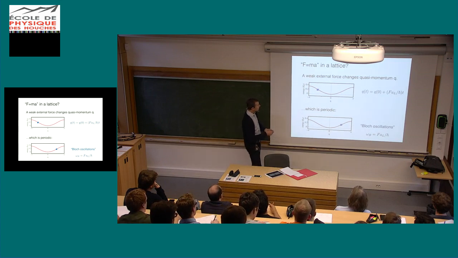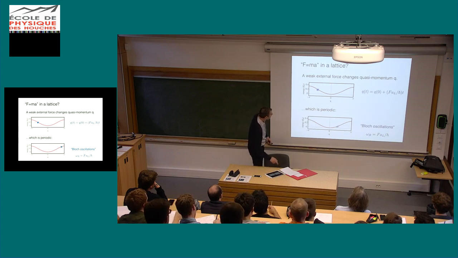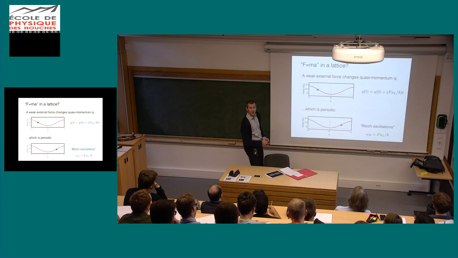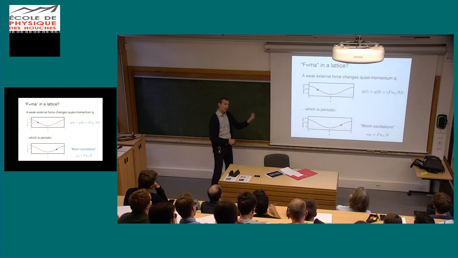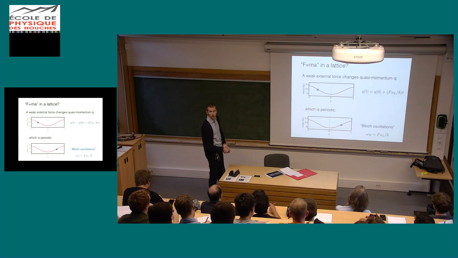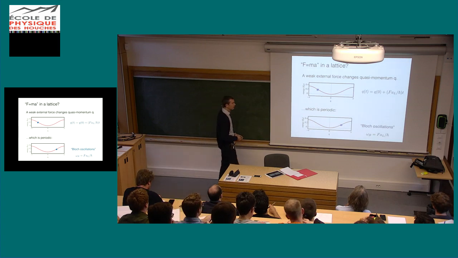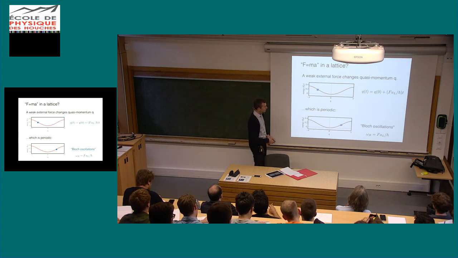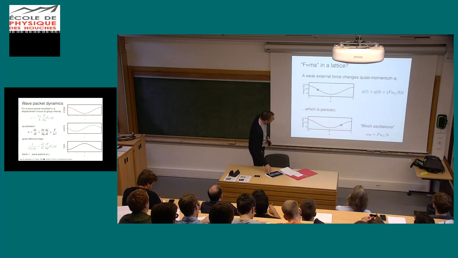But now what happens? Of course, this band structure is periodic. So if you keep going, you come back to where you started. That full cycle is called one Bloch oscillation. The frequency of those Bloch oscillations is proportional to the force, and otherwise just given by the lattice constant and fundamental ħ. So that wasn't F equals ma. It was a little stranger than that.